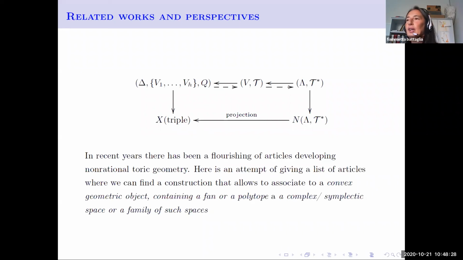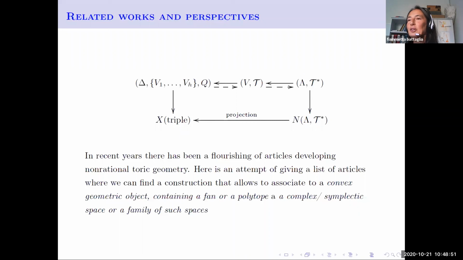And let me finish by remarking that in recent years there have been many articles developing non-rational toric geometry. We are here in a conference, the whole conference on this topic. So this is great. And so I made an attempt at giving a list of articles where we can find this.